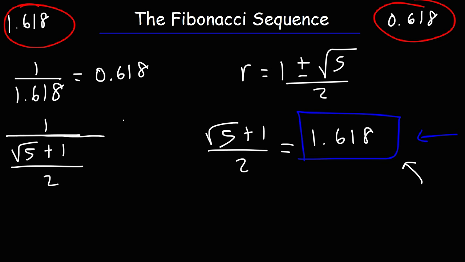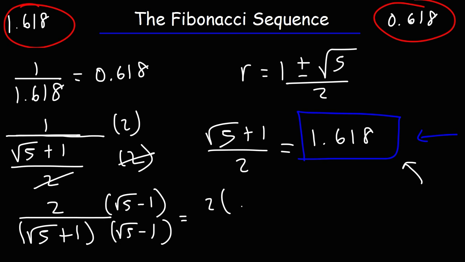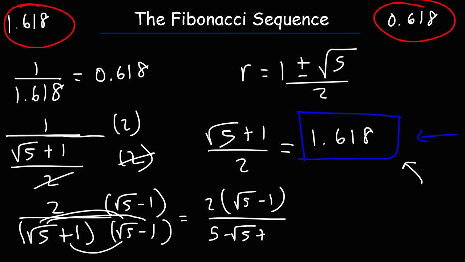So first, let's multiply the top and the bottom by 2, so that these 2's will cancel. And we're going to get 2 divided by the square root of 5 plus 1. Our next step is to multiply the top and bottom by the conjugate of the denominator, which is the square root of 5 minus 1. So on the numerator, we're going to get 2 times the square root of 5 minus 1. And on the denominator, we need to FOIL. The square root of 5 times the square root of 5 is the square root of 25, which is 5. And then this is going to give us negative root 5, and then positive root 5. And then 1 times negative 1 is negative 1.